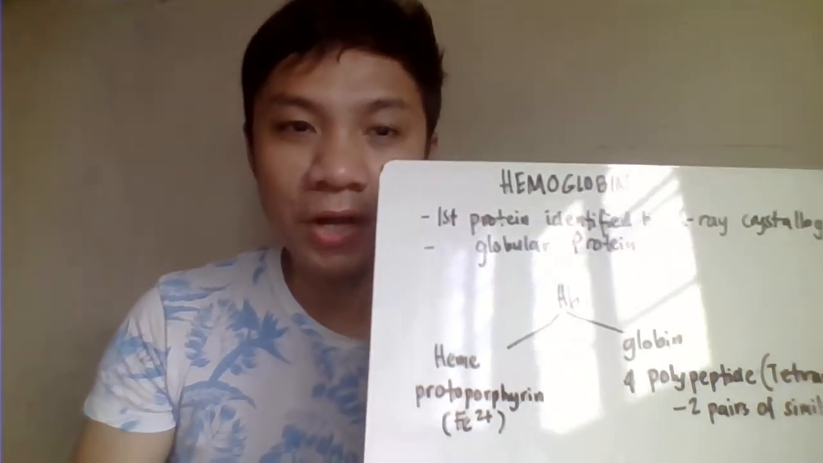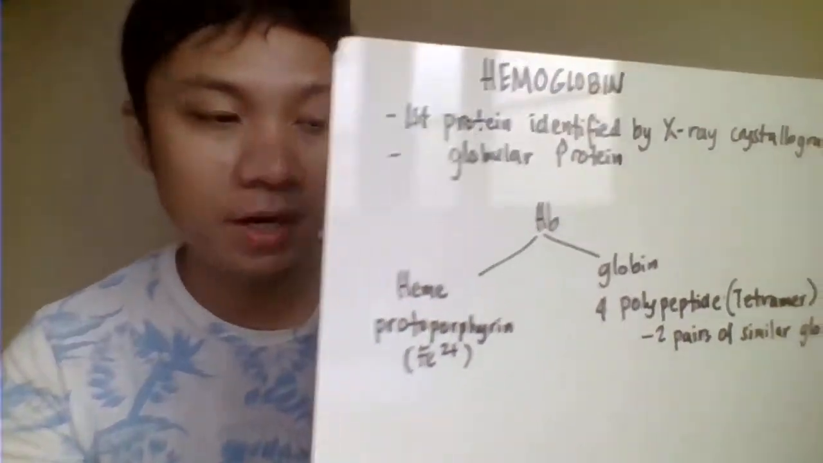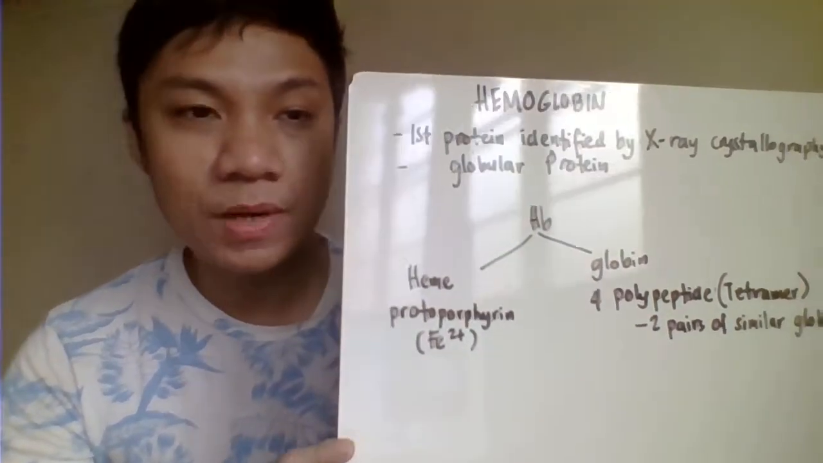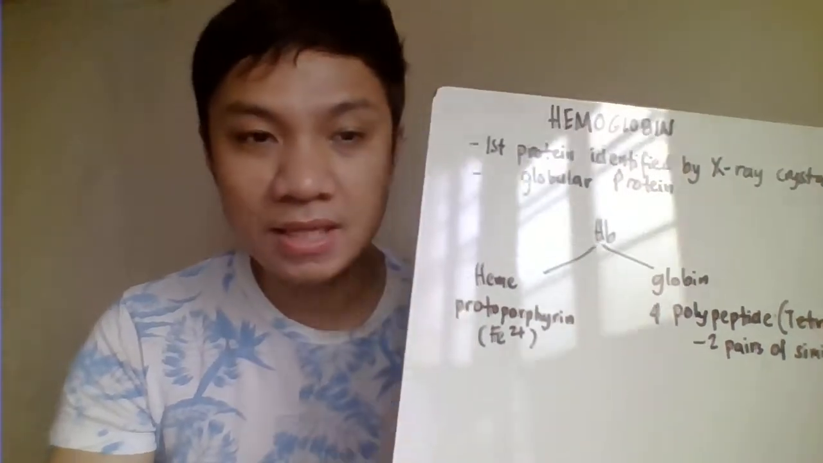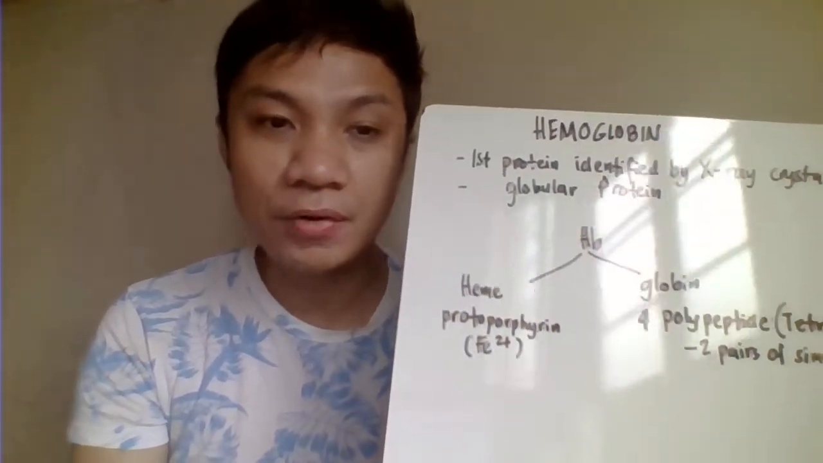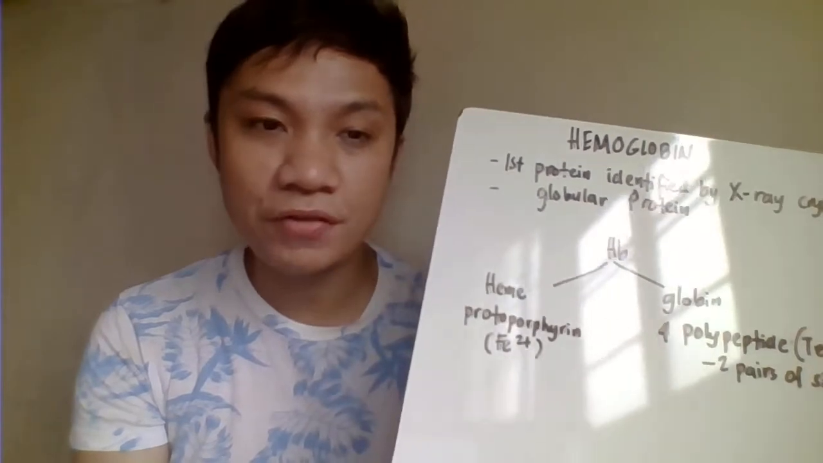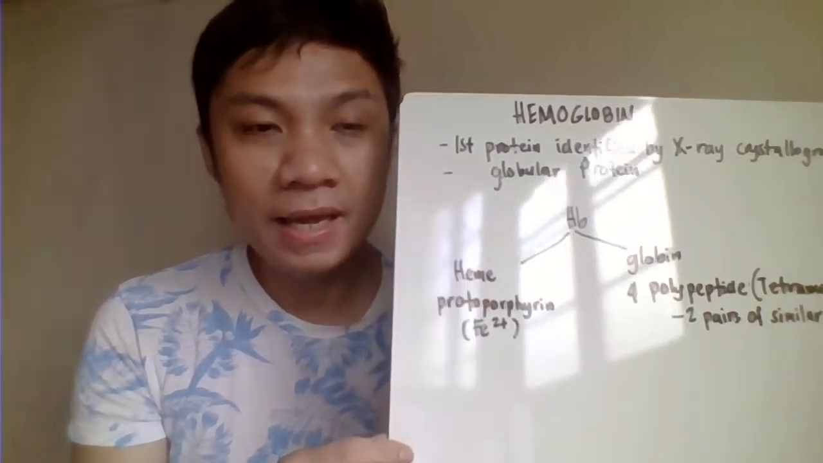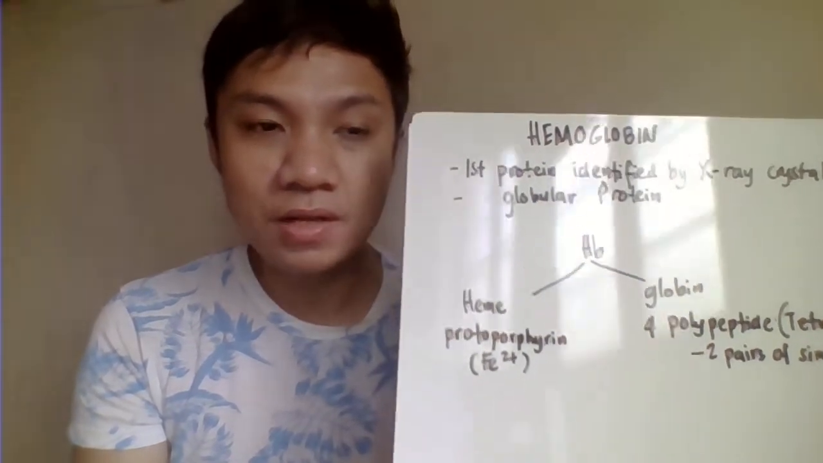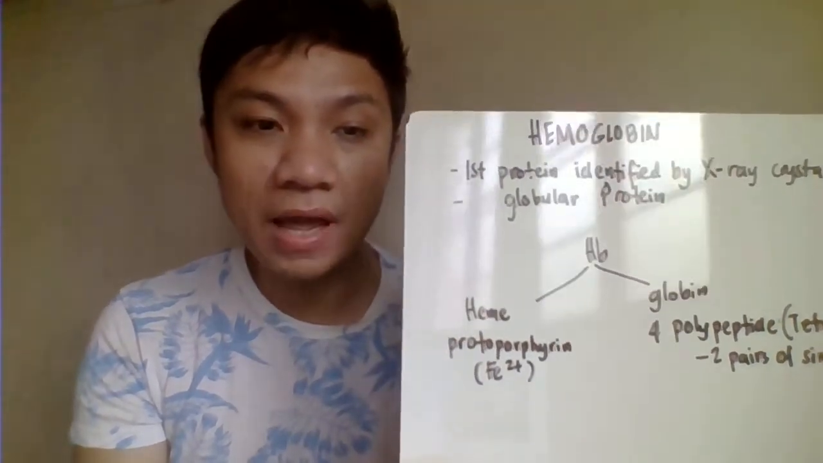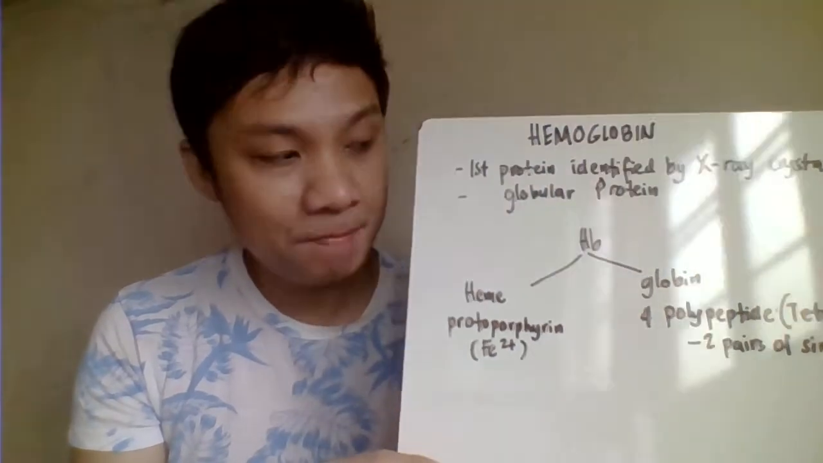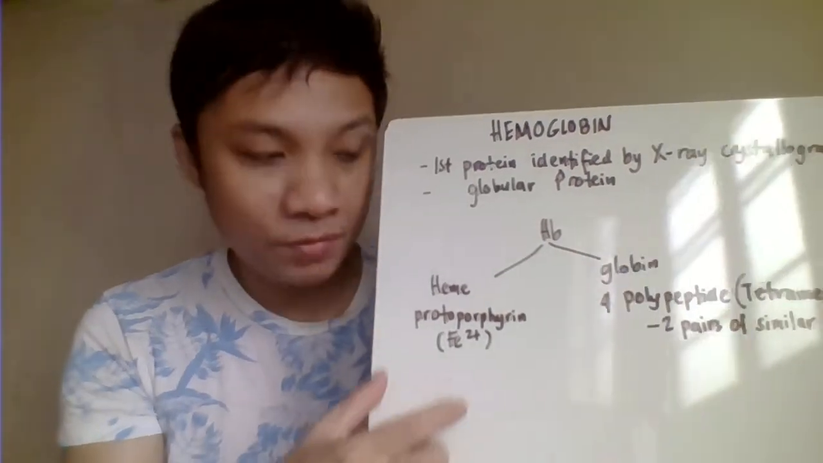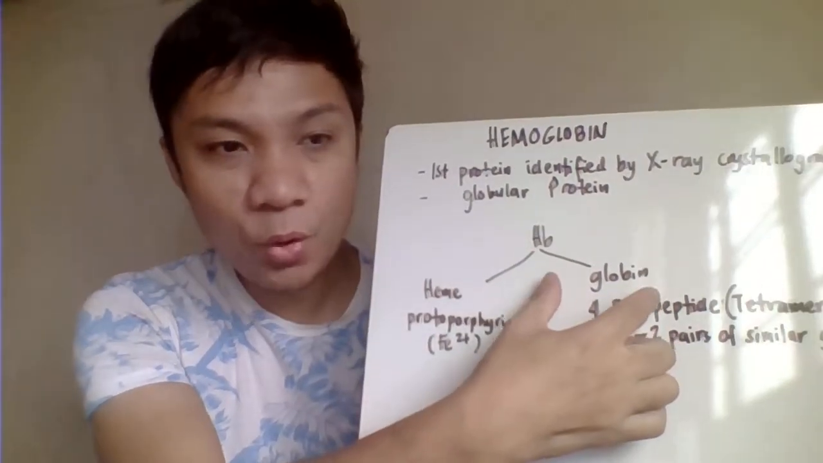Okay, so we're going to discuss today all about your hemoglobin. So hemoglobin is actually a globular protein, and this one represents your quaternary structure of your protein. But this one is globular, and this one is actually the first protein to be identified through your X-ray crystallography. So our hemoglobin is made up of the two main components. We have your heme and we have your globin.